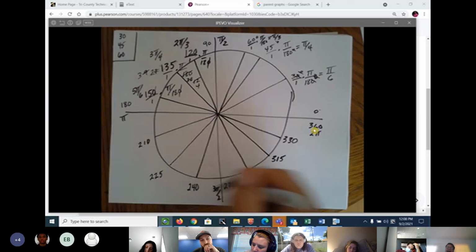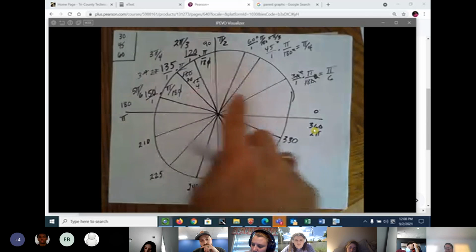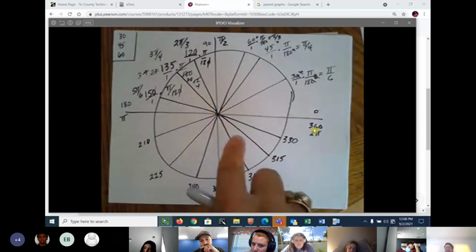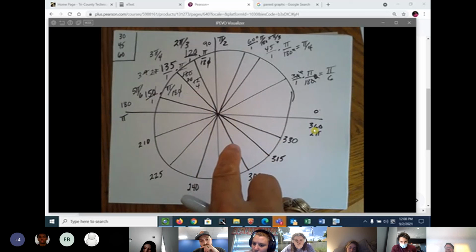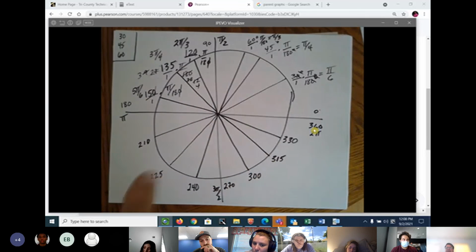So once you fill it out, then you can get familiar with it. But the whole point of me showing you this is you can do this right before a test. You don't have to memorize it. All you gotta do is just write it down and do it.